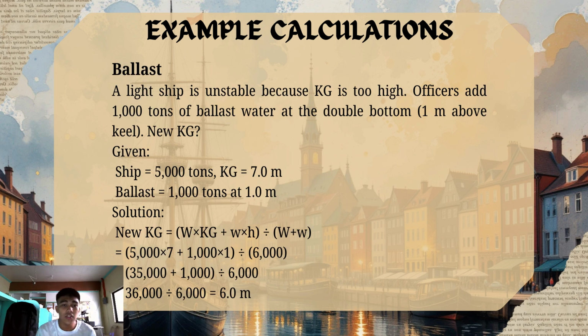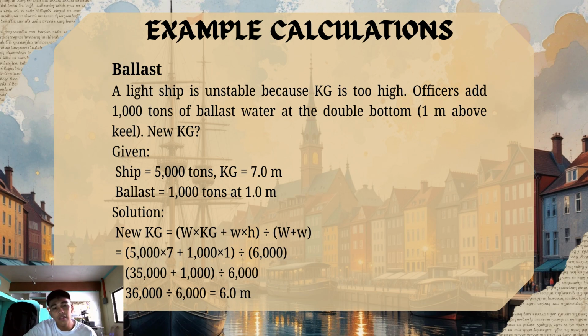So, second to the last example, we have the ballast. For example, a light ship is unstable because the KG is too high. The officer adds 1,000 tons of ballast water at the double bottom, 1 meter above keel. So, ang hinahanap po dito is yung bagong KG niya or yung vertical center of gravity after magdagdag ng weights.